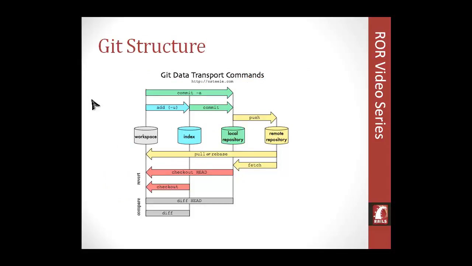So here's a graphic from Austeal.com that really depicts the workflow and the data flow of using Git. You'll see we have our workspace, which is our local machine, and then we have the remote repository, which is Heroku or whatever service you're going to use. GitHub is another huge name in Git. And then we have the index. This is the staging area between the workspace and the local repository.